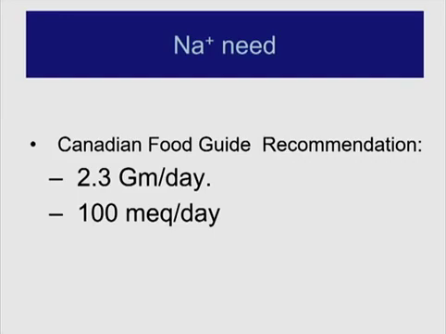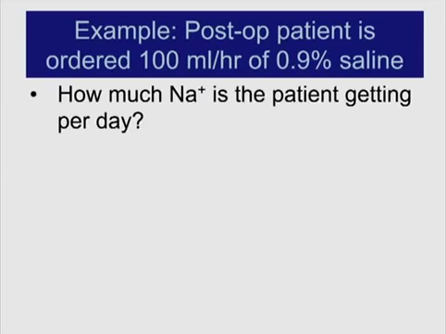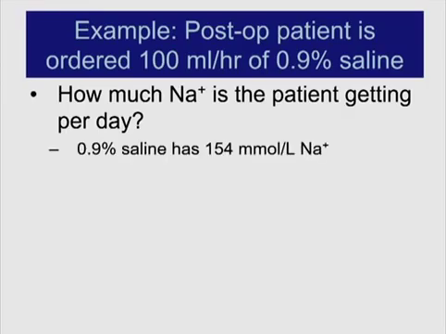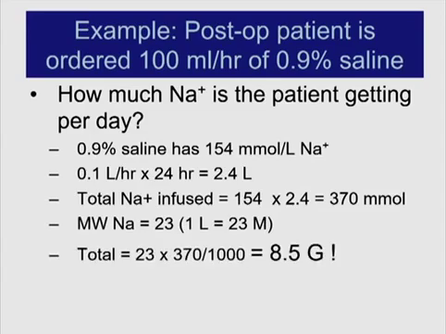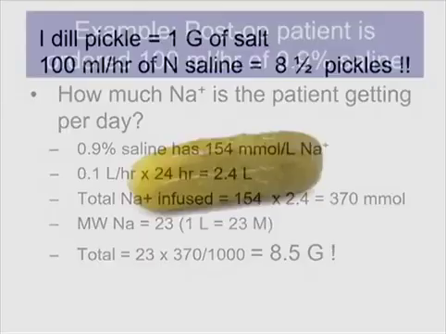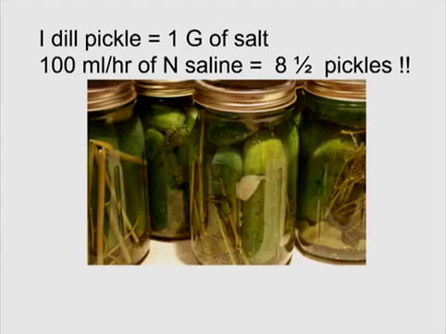And I actually saw a big publicity campaign on the internet trying to get people to reduce their salt intake in this country as well as others. So let's take an example. Let's say you're giving your post-op patient, quote, maintenance fluids, and you're giving 100 mLs per hour of 0.9% saline. How much sodium is that person getting? Well, each liter has 154 millimoles of sodium. At 0.1 liter an hour, that's 2.4 liters a day. Multiply that by the amount of sodium, that's 370 millimoles. You need the molecular weight of sodium, which is 23. Multiply that, and you end up with 8.5 grams. Remember, 2.3 is what's recommended. What does that mean? Well, a kosher dill pickle is about 1 gram. So if you're giving 100 mLs per hour, that is like a bottle of dill pickles with the juice. That's what you're doing.